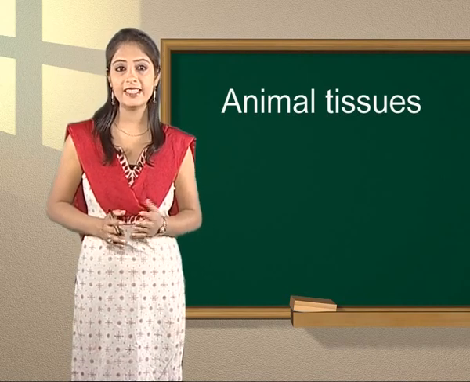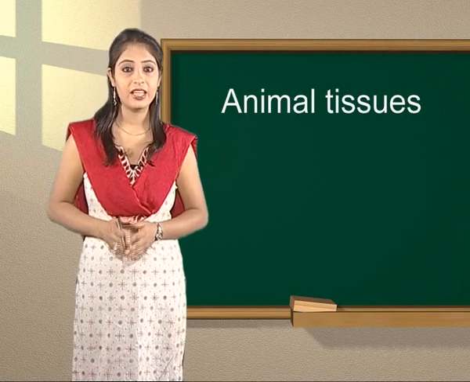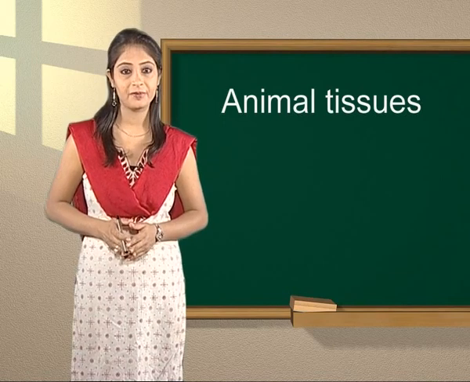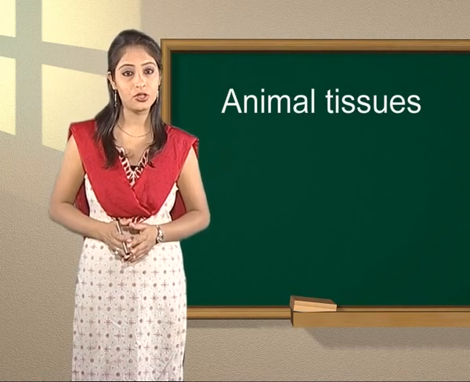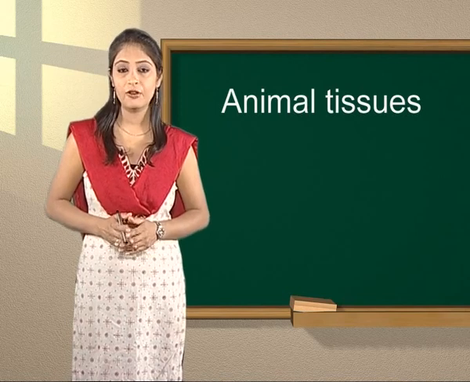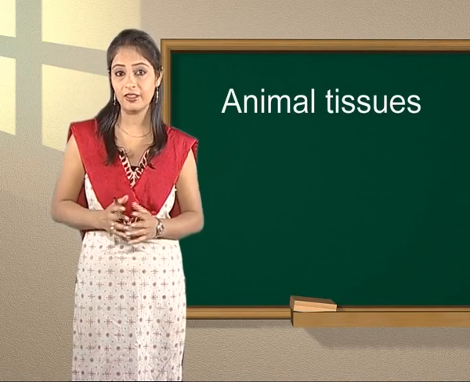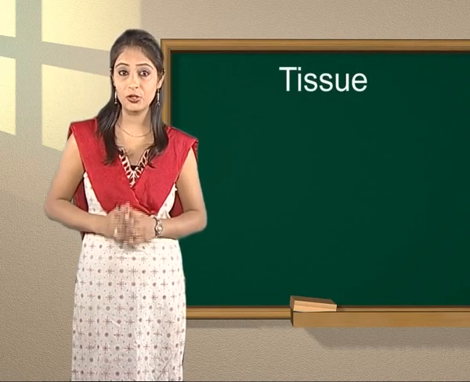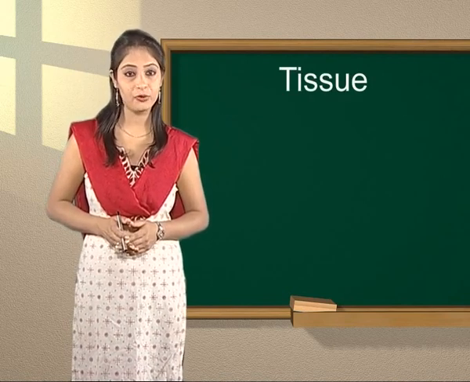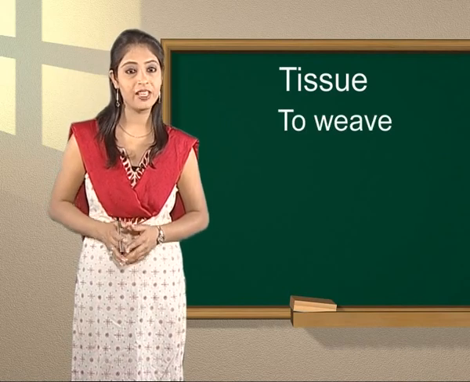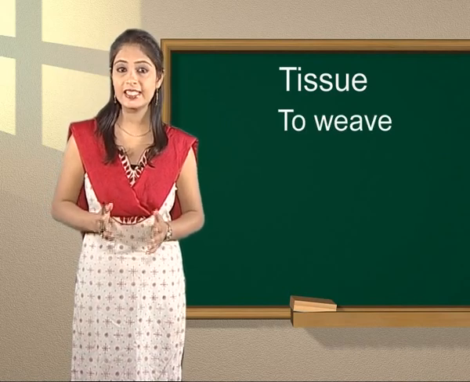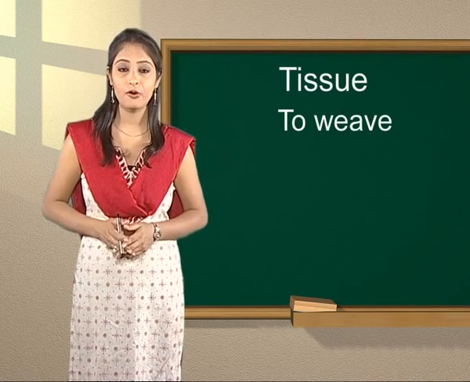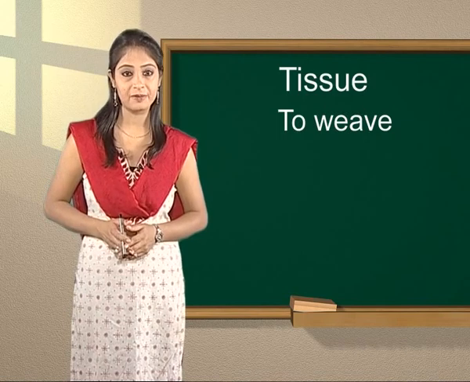Organs are composed of 2 or more types of tissues which coordinate and function together to perform a specific task. The word tissue is derived from a Latin word meaning to weave. It means cells that make up tissues are sometimes woven together with extracellular fibers.